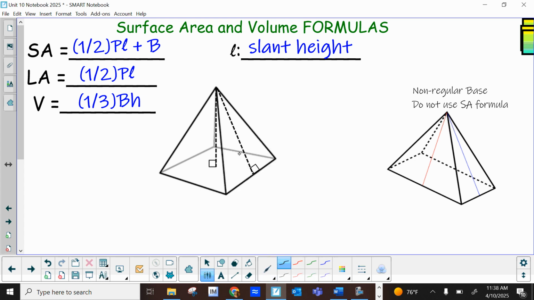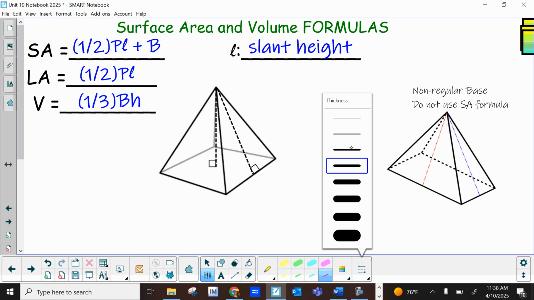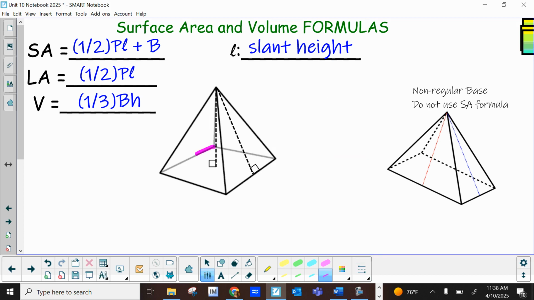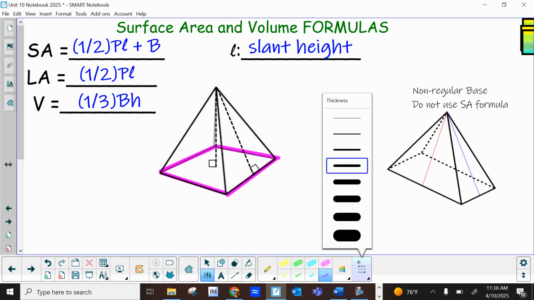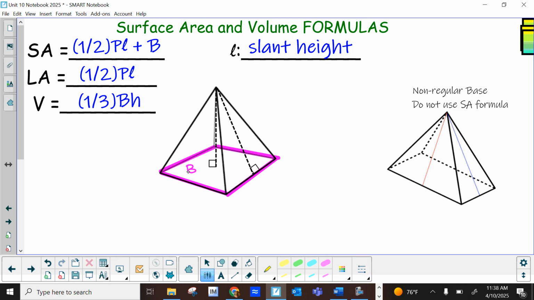So your base is going to be this quadrilateral down here at the bottom. All right, so that's your base. So depending on what that is, if it's a rectangle or a square, you're going to find the area of that shape. Okay, so you'll get more info with that, but that's your base. Okay, and then you'll do perimeter of that base as well.